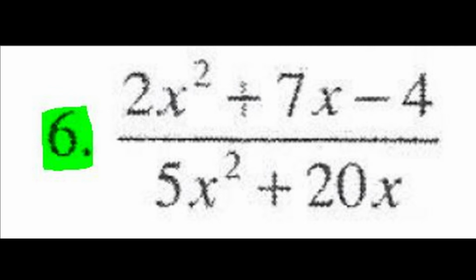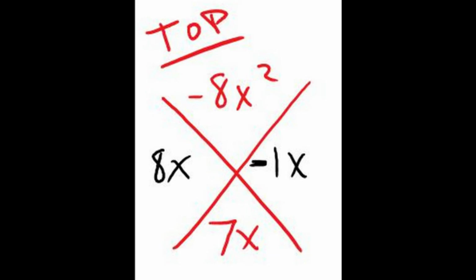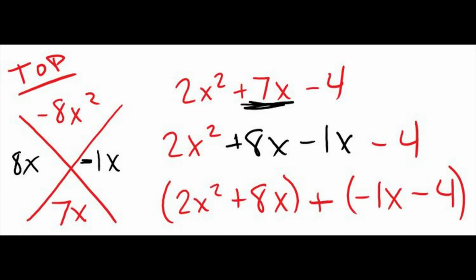So looking at number 6, I look at the top first, and I'm going to factor this. Multiply 2x squared times negative 4, and I get negative 8x squared up top. And then the middle term is a 7x, so that goes on bottom. And I'm looking for two things that multiply to make negative 8 that add up to a positive 7. Well, those two things are 8x and negative 1x, and that's what I got here in black. Now, those two replace 7x in the middle.